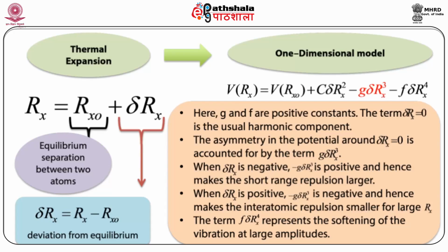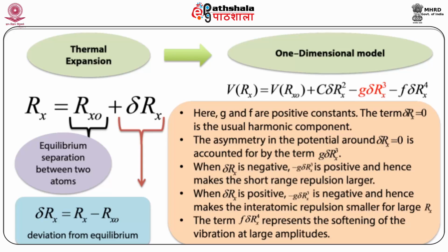Thermal expansion. We now give a simple one-dimensional model to explain the expansion of solids. We can write the distance between two atoms, Rx, as Rx = Rx0 + δRx, where Rx0 is the equilibrium separation between the two atoms, and δRx, which is Rx minus Rx0, is the deviation from equilibrium. In this situation, we can model the one-dimensional potential shown in the previous figure as V(Rx) = V(Rx0) + C δRx² − G δRx³ − F δRx⁴. Here the constants G and F are positive.